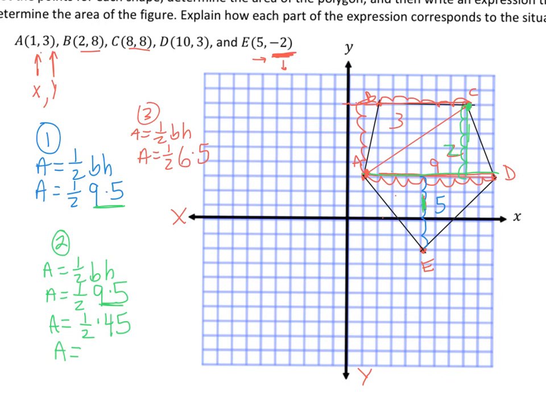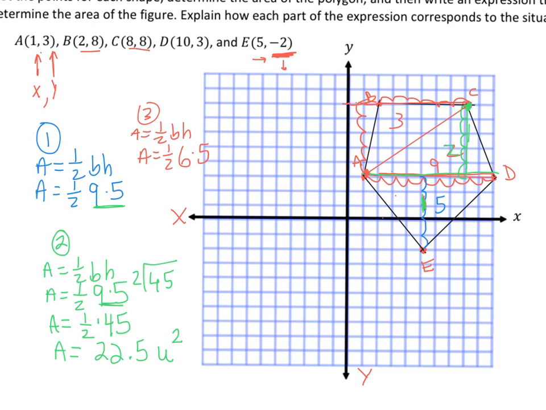Or divide it by 2. And it's going to end up with 22 and 5/10. And these are units squared. And I'm going to abbreviate with U to the second power. Now, if you can't do 45 or take half of 45 in your head, you can show that out by dividing by 2.